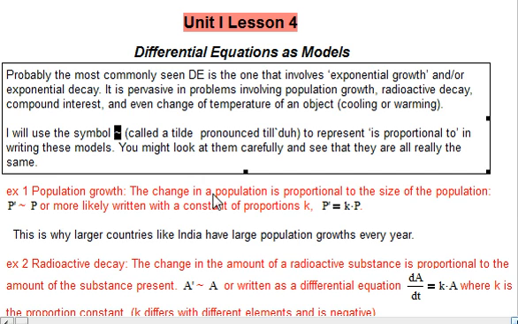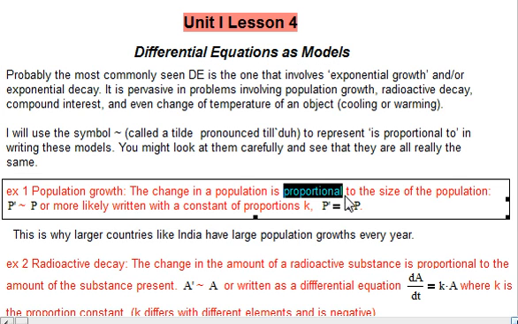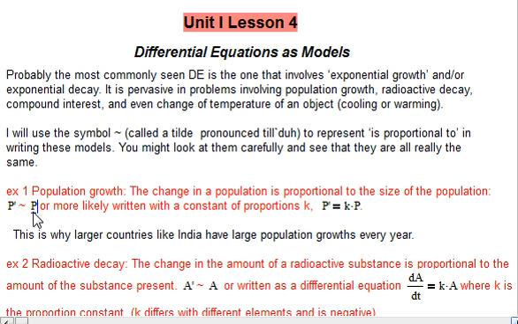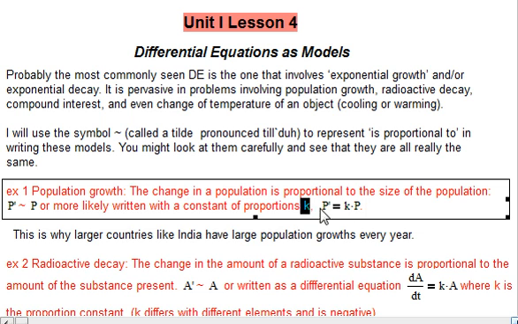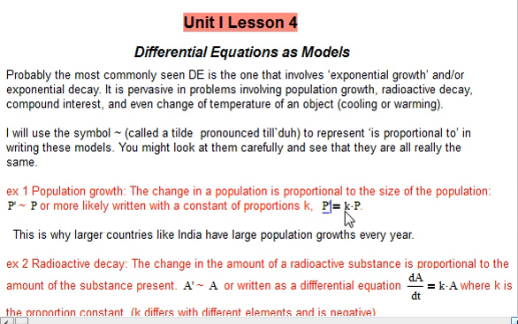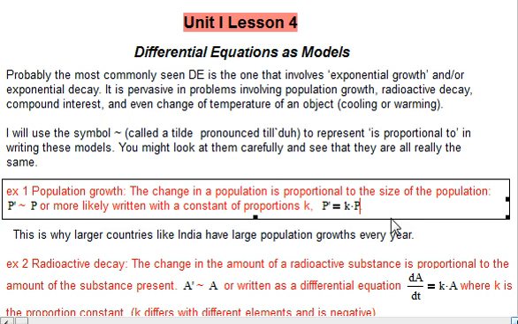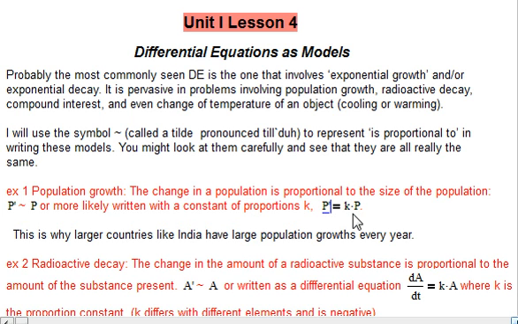So here's one of them. Population growth. The change in a population is proportional to the size of the population. So P prime is proportional to P. And if we fill in our constant of proportionality, K, that means P prime equals K times P. So the change in population is proportional to the population itself. That's why larger countries like India have large population growths every year.